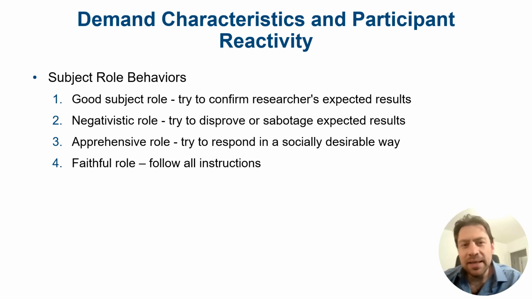So first of all, there's the good subject role, which we alluded to. And this is when a participant tries to confirm the researcher's expected results, or what they believe the expected results are or ought to be. And this is, of course, a problem because it is inauthentic. And it isn't clear the extent to which your results are driven by this role that somebody may be playing in your study.